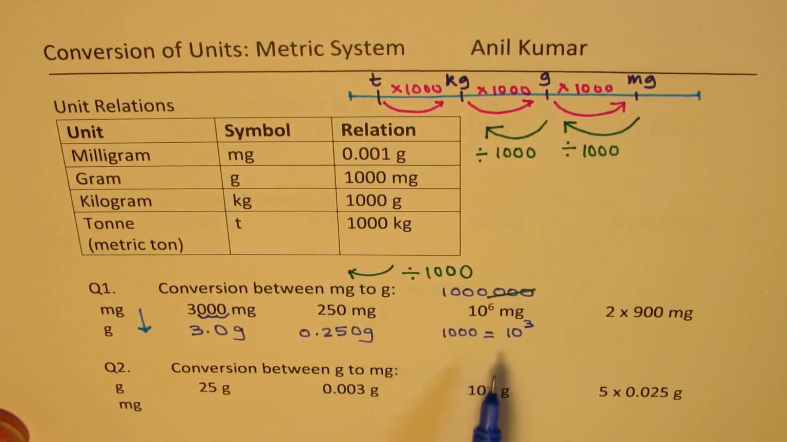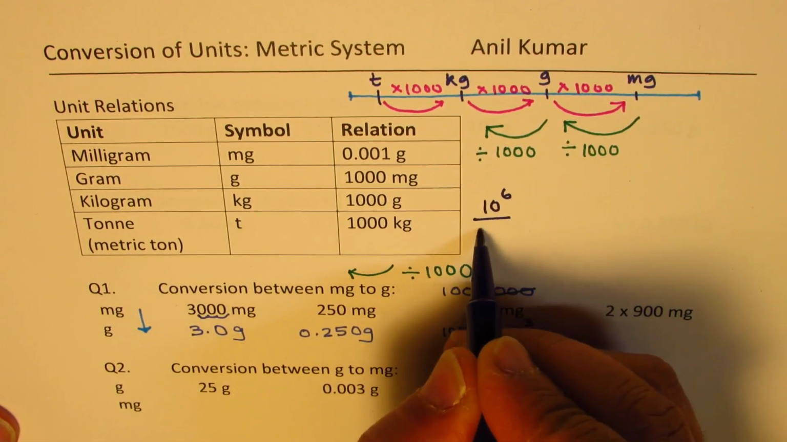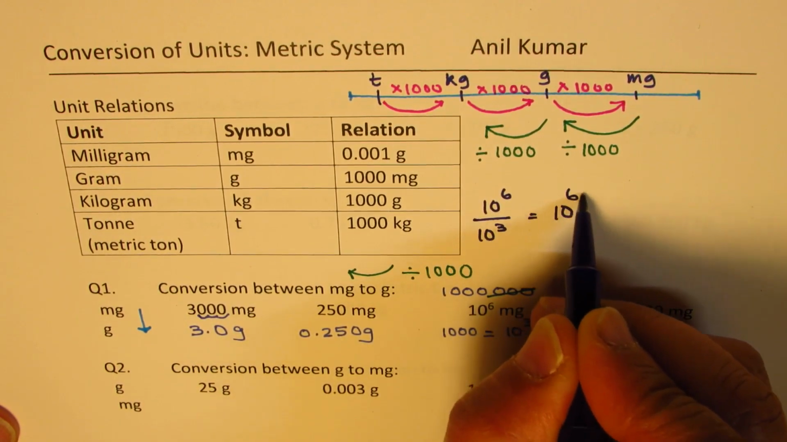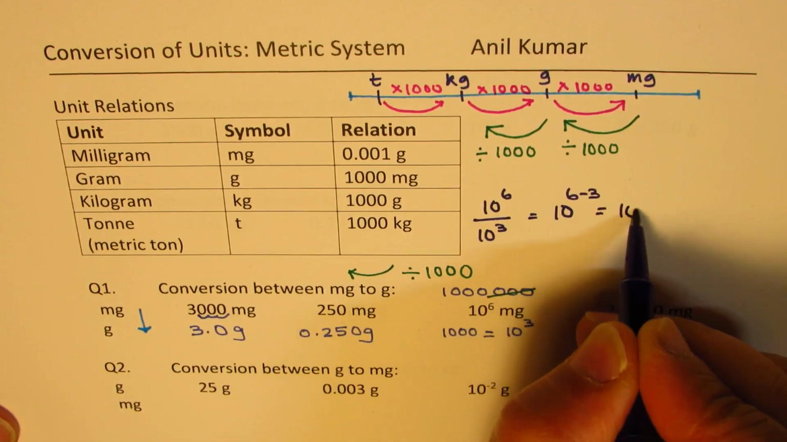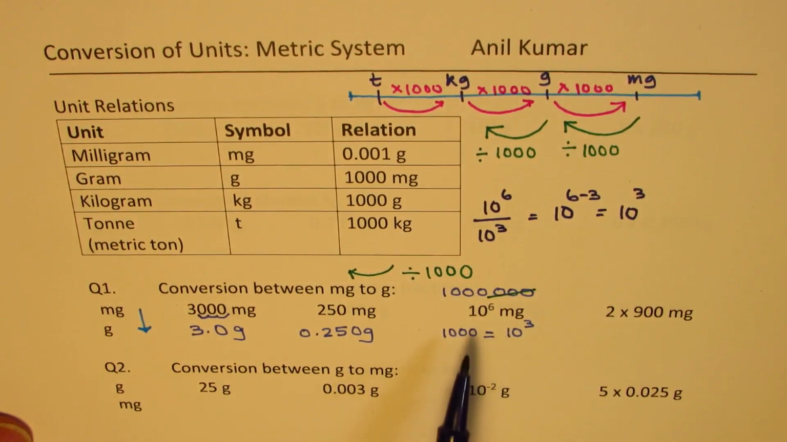Do you understand this method of working? Basically, what we are doing here is that we are dividing 10 to the power of 6 by 1000, which means 10 to the power of 3. So that gives you 10 to the power of 6 minus 3, which is 10 to the power of 3. So that is how you will do this, right? So I hope you have understood how to work with the exponents, right?